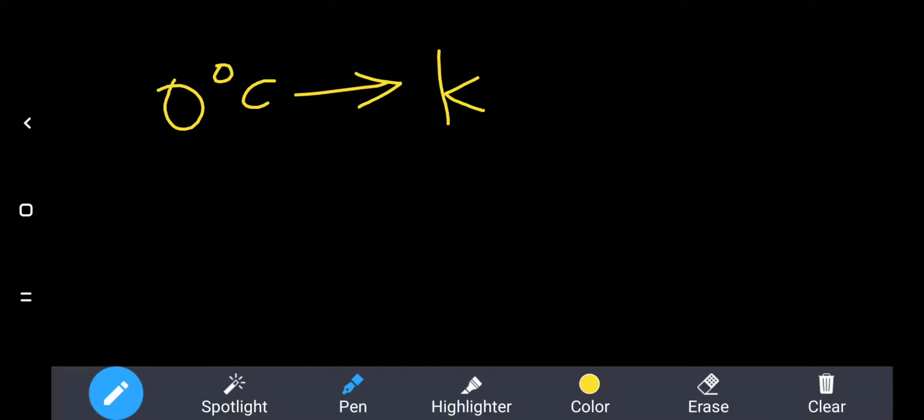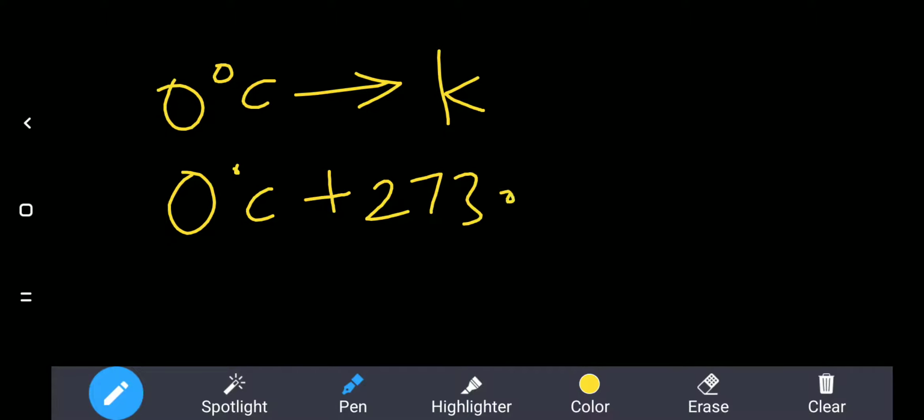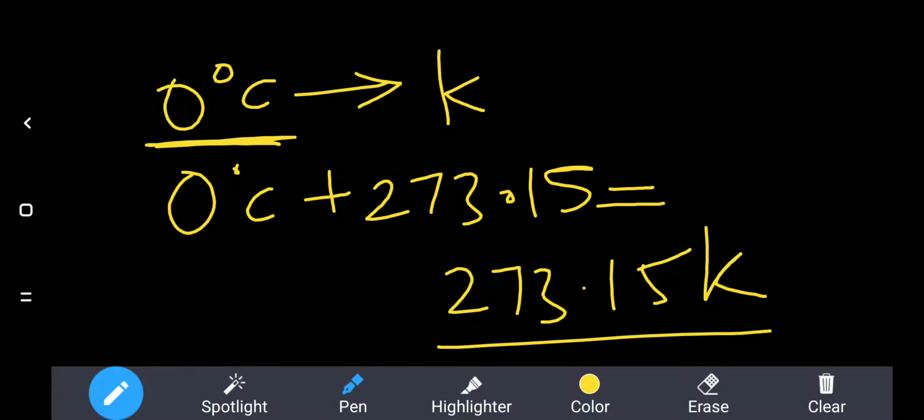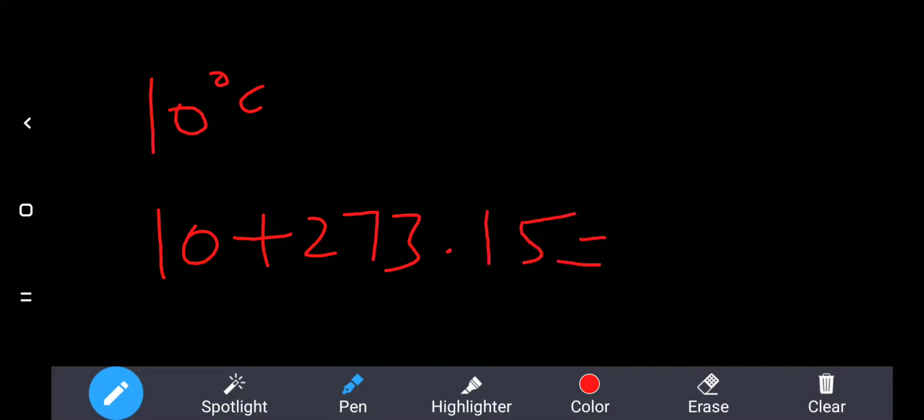We are going to see some of the calculations based on this. For example, I am given 0 degree Celsius and we need to convert this into Kelvin. How are you going to do that? 0 degree Celsius plus 273.15. Then you get the answer 273.15 Kelvin. So 0 degree Celsius is 273.15 Kelvin. We move on to the next example. 10 degrees Celsius, 10 plus 273.15 is equal to 283.15 Kelvin. Okay, so this is the second example.